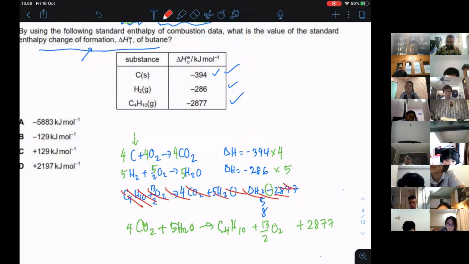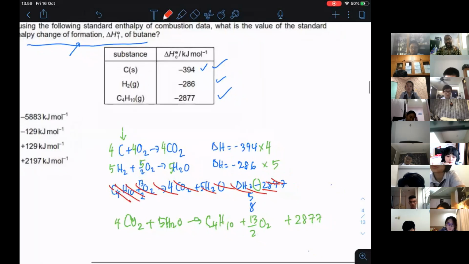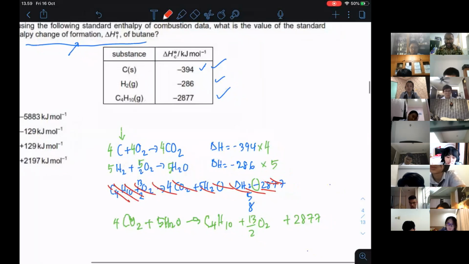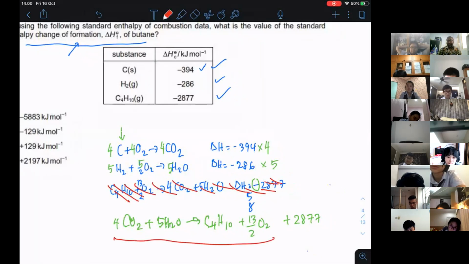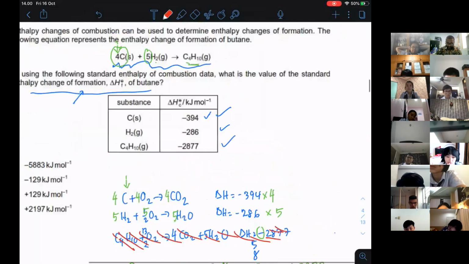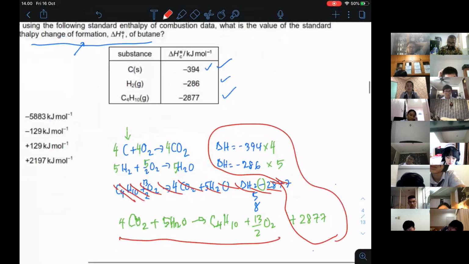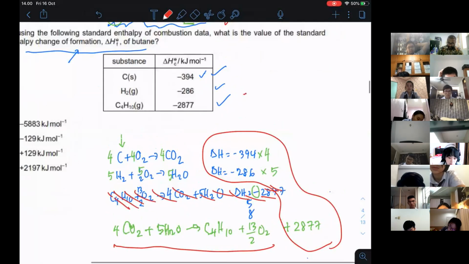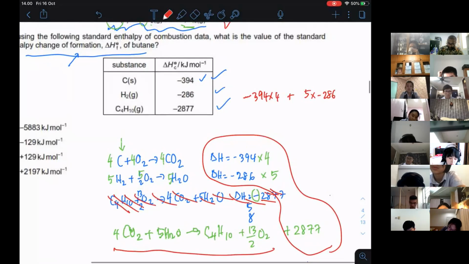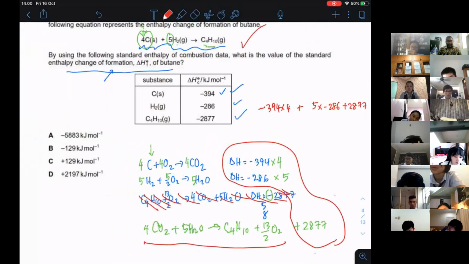Even in the actual situation, I'm not going to write everything. I'm just writing it to show you. It means basically if I add all this, I am going to get this. No need to worry. Your work is to add all of this. So negative 394 times 4 plus 5 times negative 286, then you add with 2877. That is going to be your answer. Someone help me to calculate. Negative 129, sir. Very good. Done.